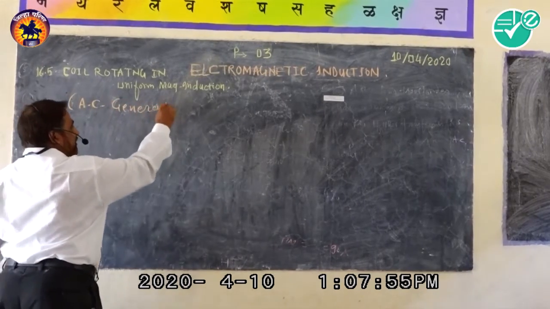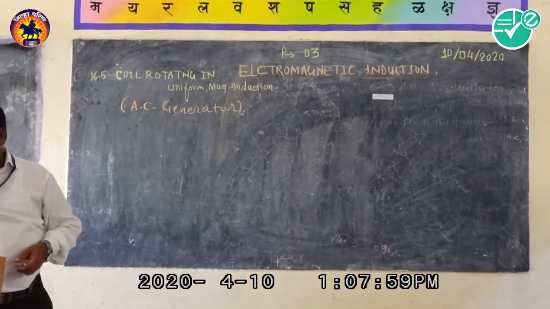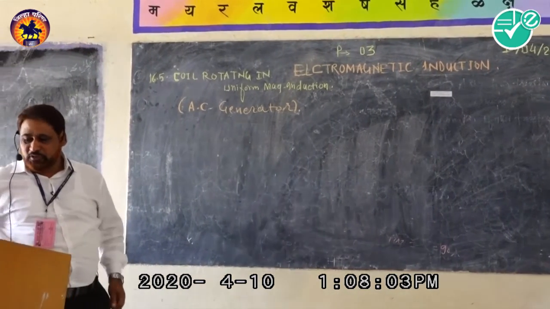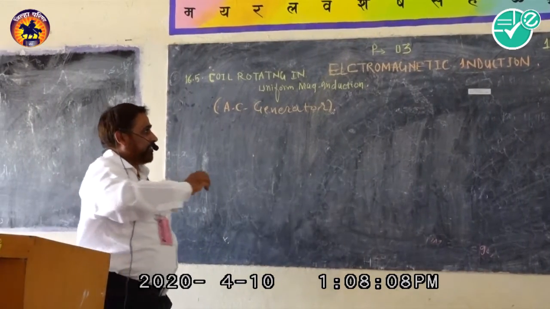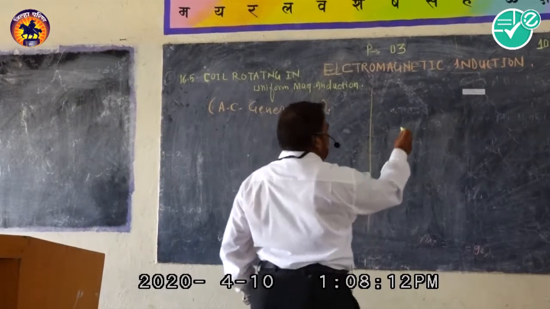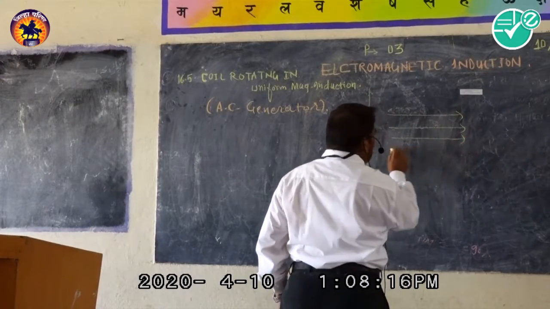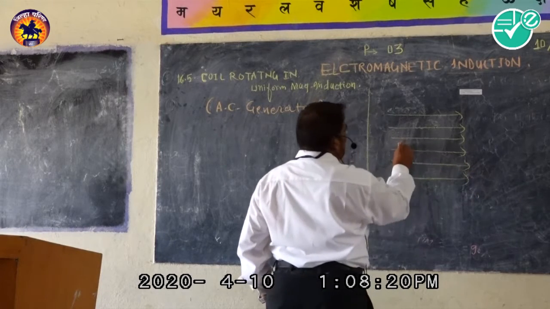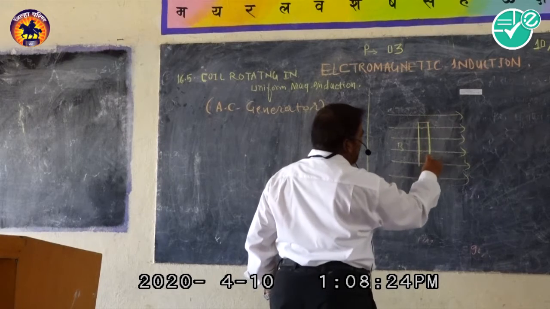So let us suppose a rectangular coil PQ is placed in the uniform magnetic field of induction B, like this.